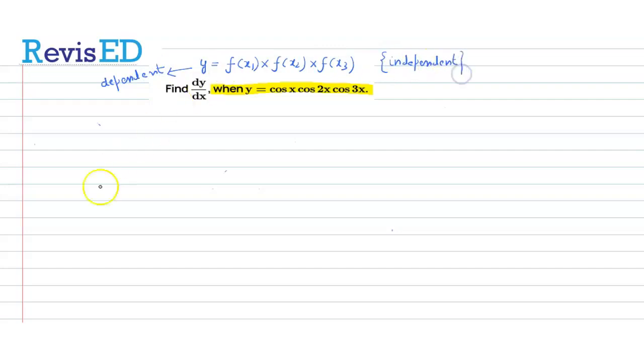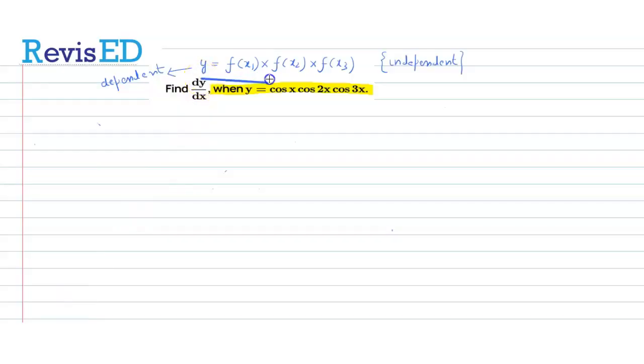Okay, let's read the problem. Find the value of dy by dx when y is equal to cos of x multiplied by cos of 2x multiplied by cos of 3x. So clearly y can be written as f of x1 multiplied by f of x2 multiplied by f of x3. So y is our dependent variable, and x1, x2, x3 are our independent variables.